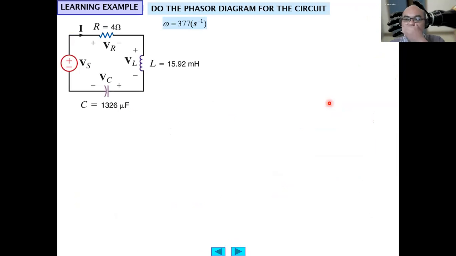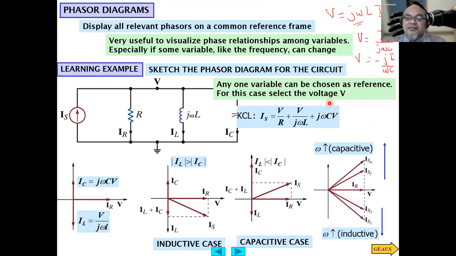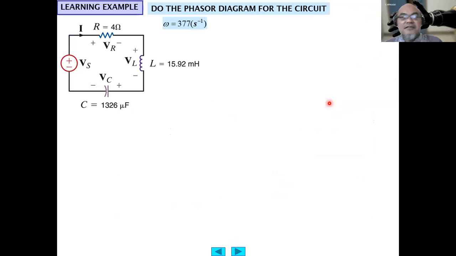That's what Jesse was asking during the quiz, whether we can have voltage and current leading or lagging. Yes, this is the application of what you have learned in the sinusoid section. So this is an example. Do the phasor diagram for the circuit. We have a voltage source connected to a series of resistor, inductance, and capacitor. Resistor is 4 ohm, inductance is 15.92 millihenry, capacitance is 1336 microfarad. The radian frequency is 377 per second.